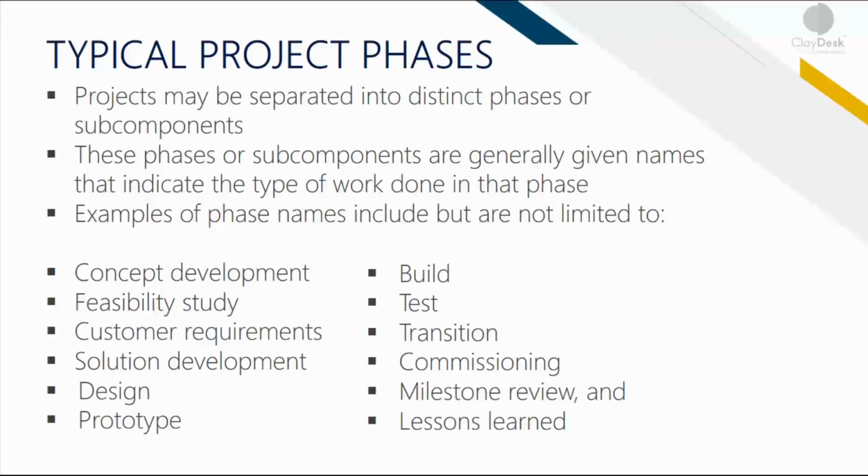Once again, typical project phases may be separated into distinct phases or subcomponents. And these subcomponents or phases are generally given names simply to indicate the type of work done within that particular phase. So some examples of the names may include concept development, feasibility study, customer requirements, solution development, design, prototype, build, test, transition, commissioning project, milestone review, and lessons learned. Once again, these are just subcomponents of each of those phases. So for instance, the initiation phase could contain 2 or 3 subcomponents. Then the planning phase could also contain 3 or 4 or 5 of these subcomponents, and so on. And again, these are not set in stone. You can have other subcomponents as well that relate to that particular project phase.